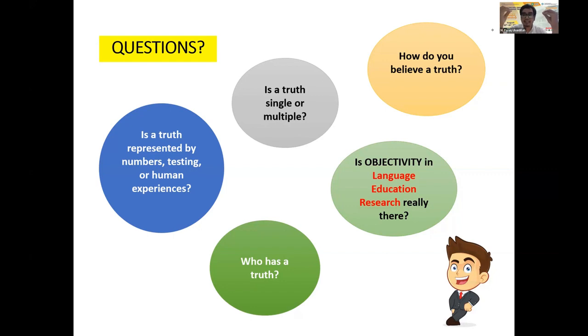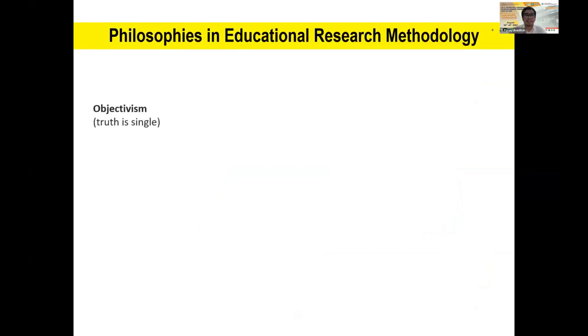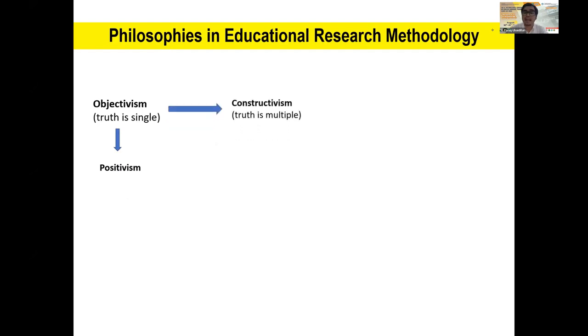improving how we are thinking about certain phenomena or certain points of view, right? Okay, ladies and gentlemen, I go with this one. The philosophies in educational research methodology. Commonly, people know objectivism as a truth, as a single truth, right? And that it gives birth to positivism. And the next one, we go with constructivism, which is multiple truth, or we believe that the truth is multiple. But then what happens? Constructivism gives birth to interpretivism, which means that truth should be interpreted.